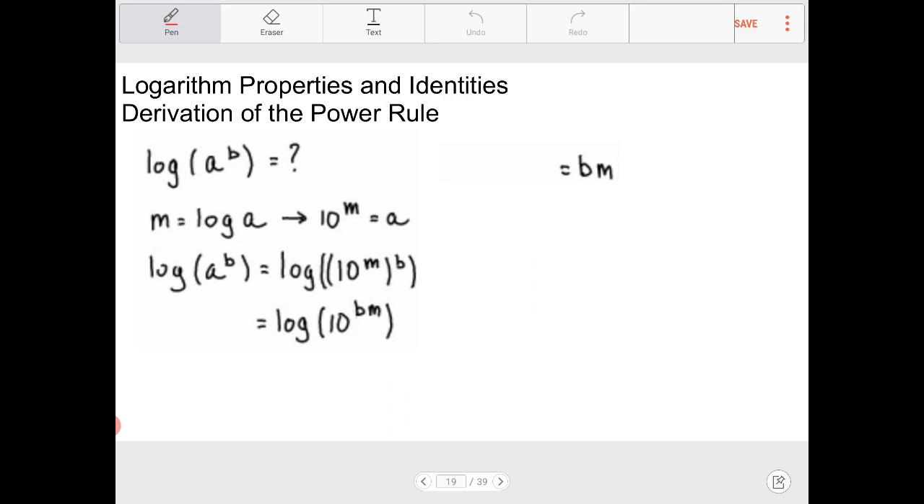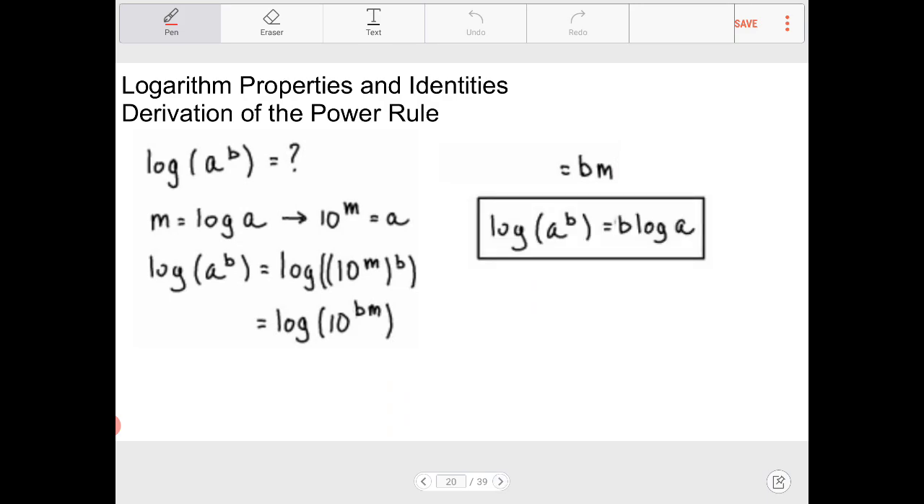Well, I know what m is. m is equal to log of A, isn't it? So I can re-express this. So b times m is really b times log A. This here, ladies and gentlemen, is the power rule for logarithms.